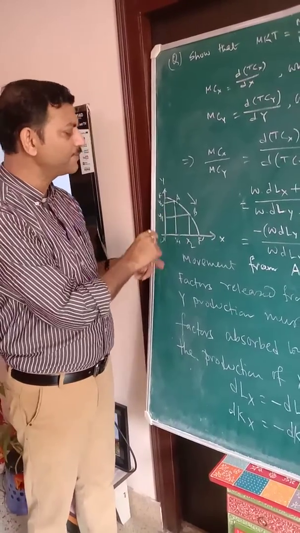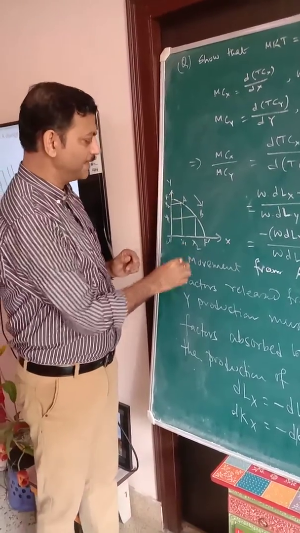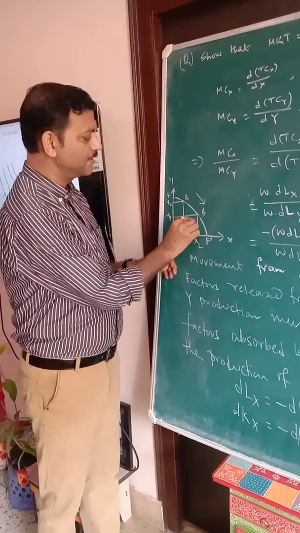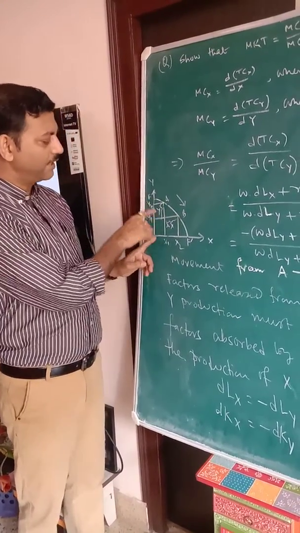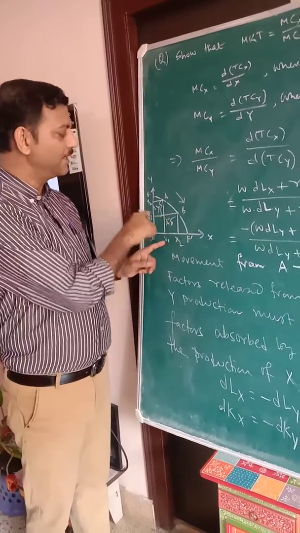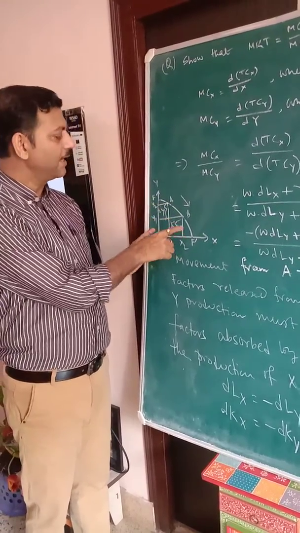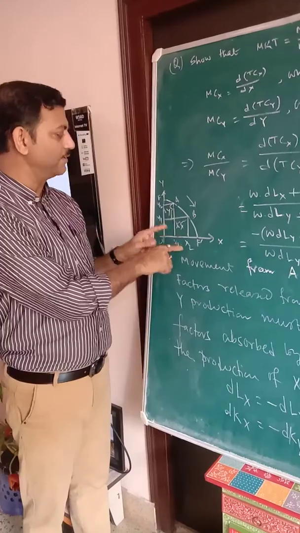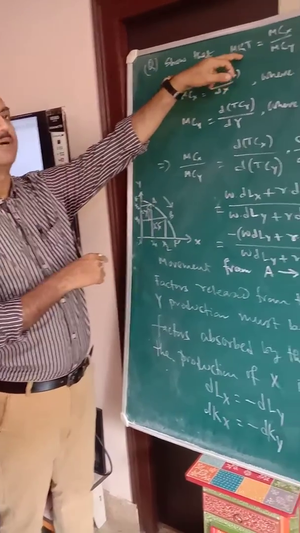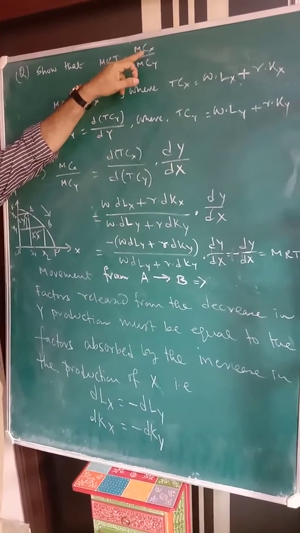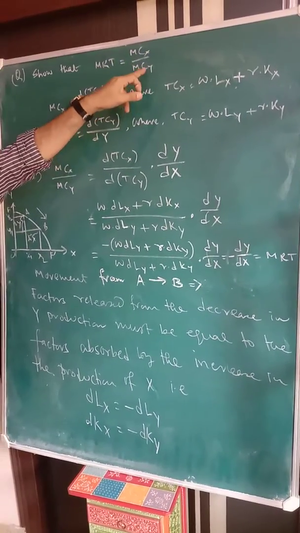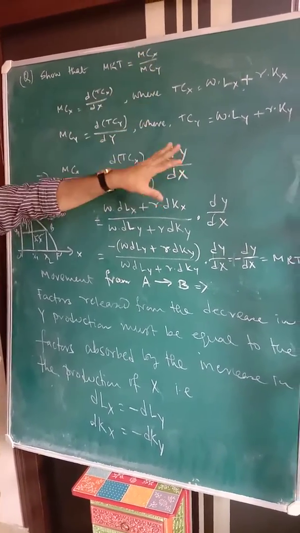Now the slope of the PPC, if you move from A to B, this is your del X and this is your del Y. So del Y by del X with a negative sign is the slope of the PPC, and the absolute value, that is del Y by del X, is actually MRT. Now this MRT can be shown to be the ratio of marginal cost of industry X and marginal cost of industry Y. Now let us prove this.